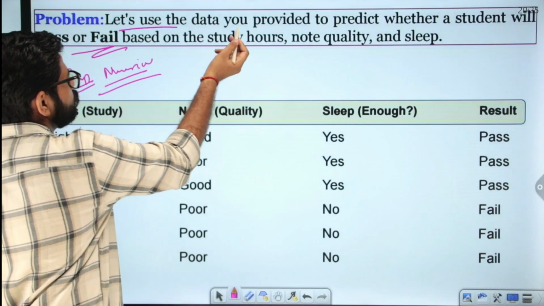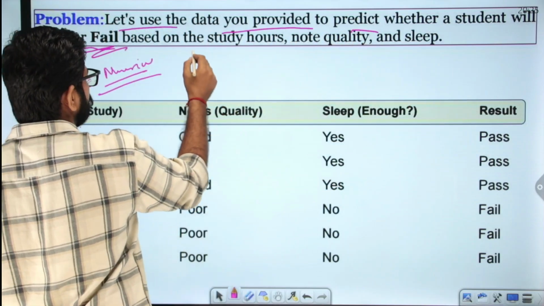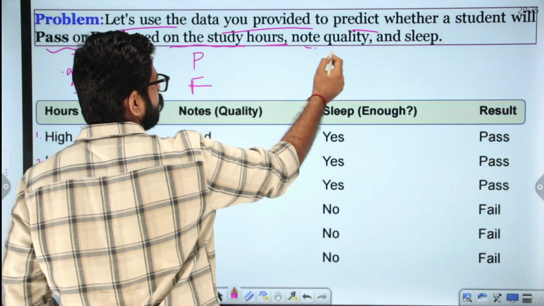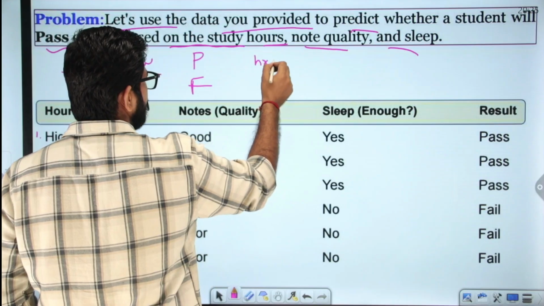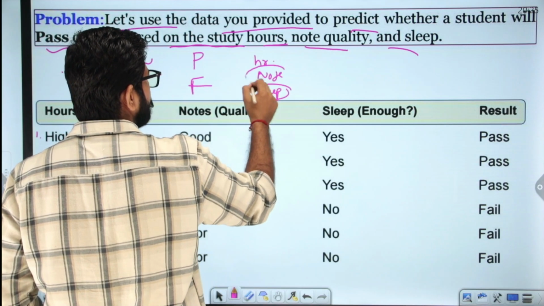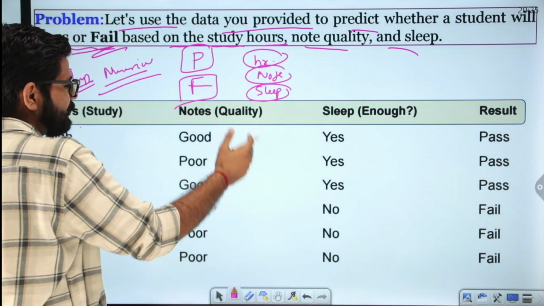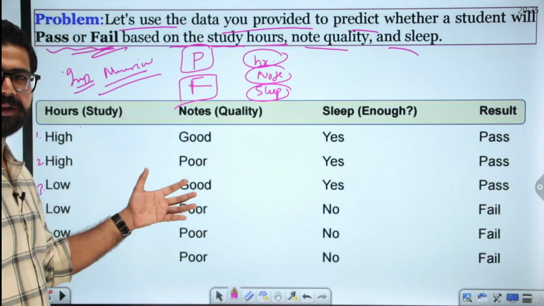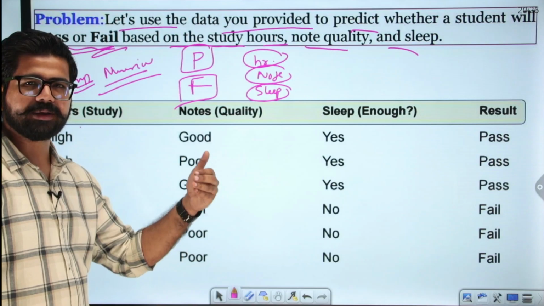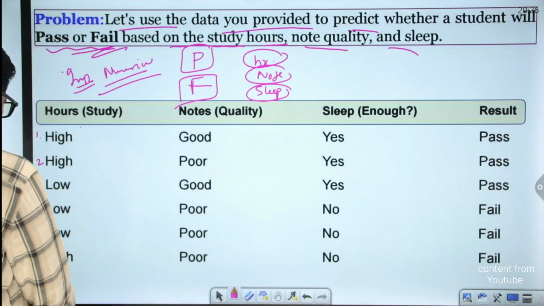So let's use the data to predict whether a student will pass or fail. You need to find out whether a student passes or fails based on study hours, notes quality, and sleep. Based on study hours, notes quality, and sleep, we have to predict whether a particular student XYZ will pass or fail. So first we have to train the model on this entire data set which is already given, and then on that basis, when the data of a random student comes to us, we can predict whether the student passes or fails.